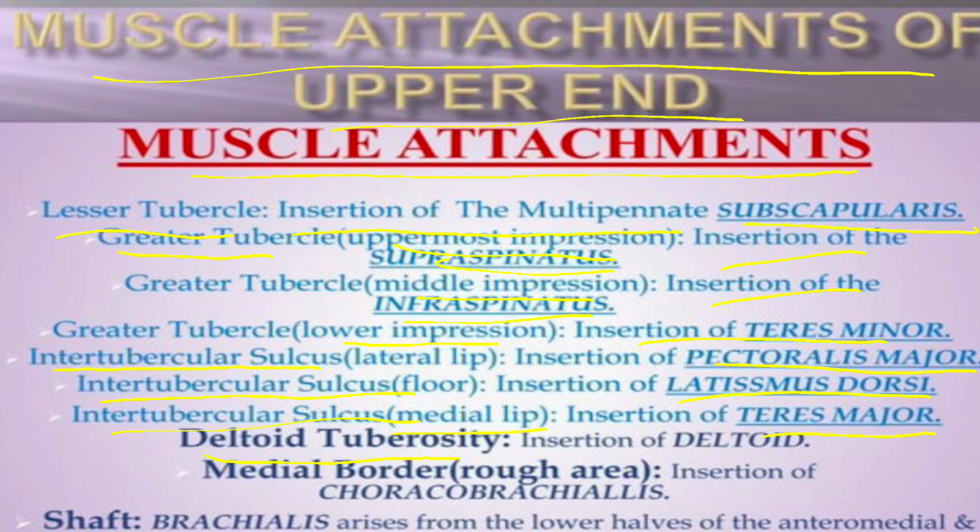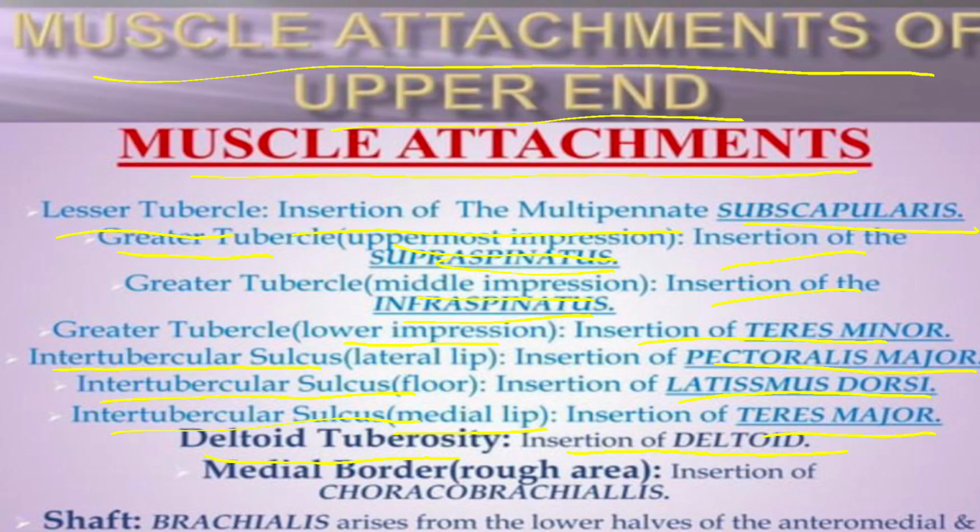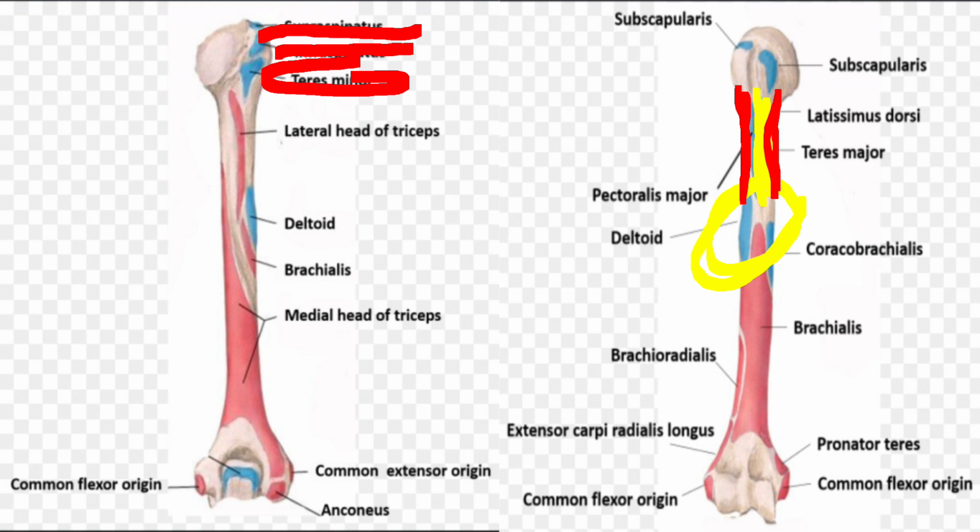Deltoid tuberosity provides insertion to the deltoid muscle. See here, deltoid tuberosity provides insertion to deltoid muscle. Medial border gives insertion of coracobrachialis muscle. See here, coracobrachialis on medial border.